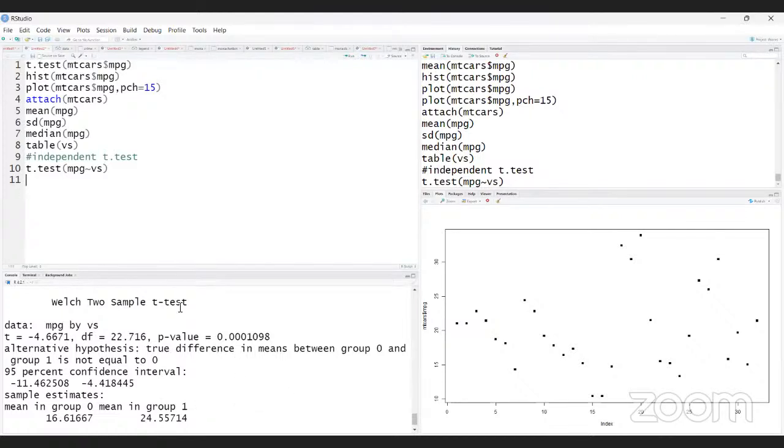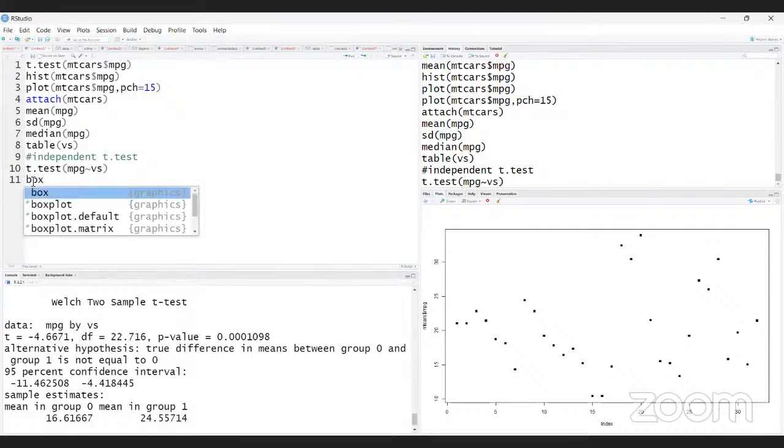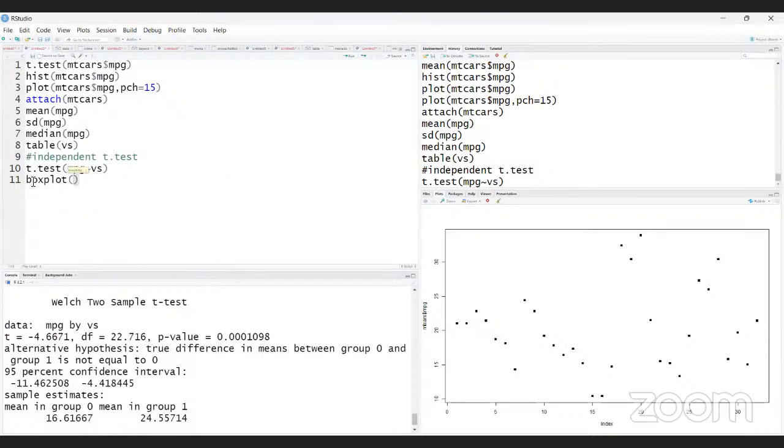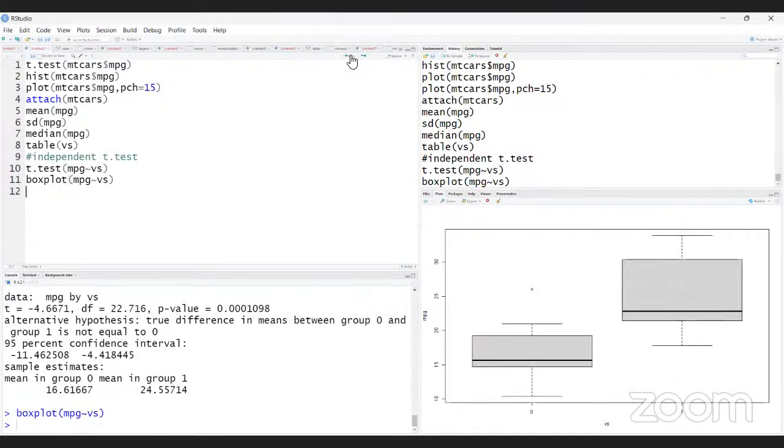And if you want to see the difference, then you can write down here boxplot. Boxplot MPG dollar tilde VS. Okay, then I am using the run.